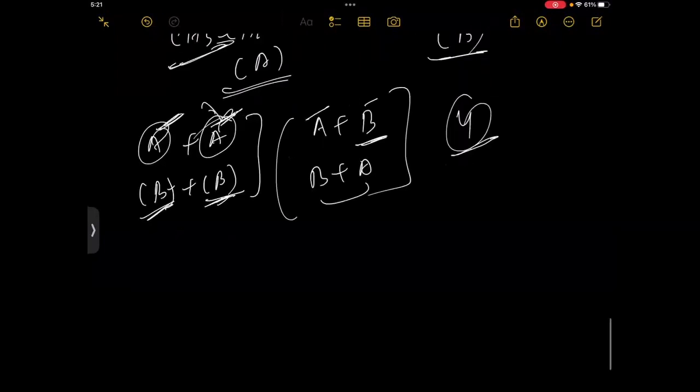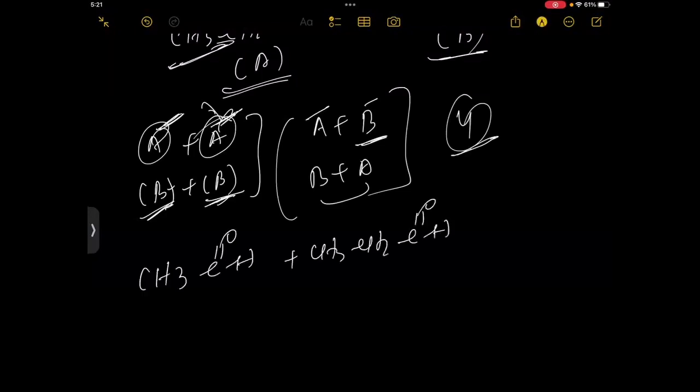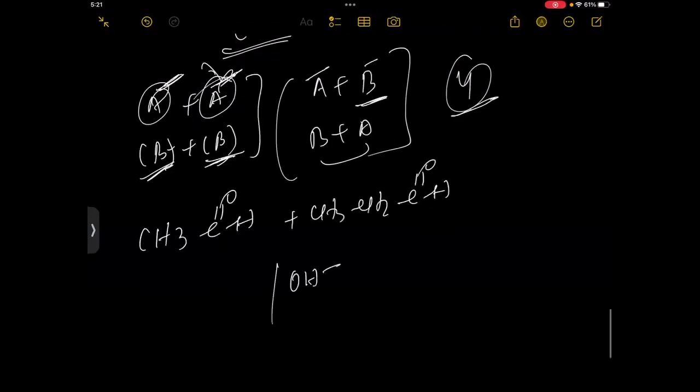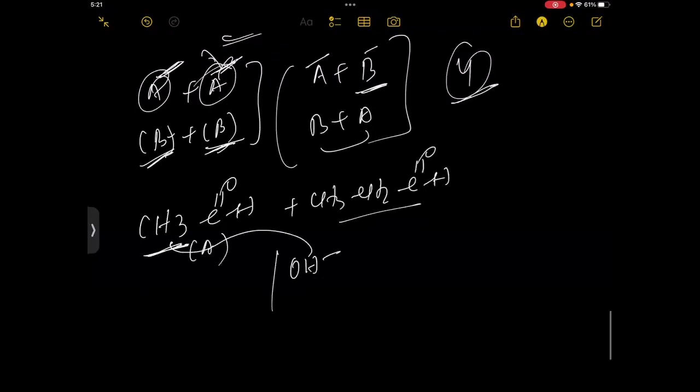See, if you have CH3 C double bond OH and CH3 CH2 C double bond OH, what will happen? If you have taken OH negative, students, OH will attack on this ethanal. Why? Because ethanal is more acidic than the propanal. So OH will attack on the ethanal and generate the nucleophile.